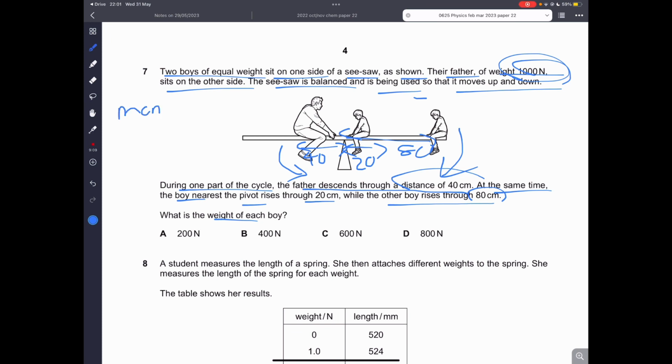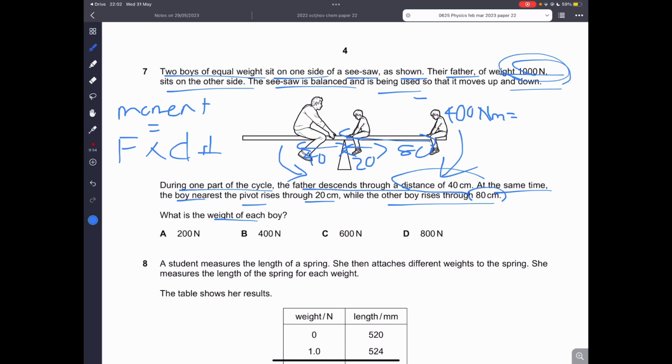So we can say moment is equal to force times perpendicular distance. And so the total anti-clockwise moment is 1000 times 40 centimeters, which is basically 0.4 meters, and if you multiply it, you will get 400 newton meters. And then on the other side, there's a distance of 0.2, because this 20 centimeter is 0.2 and 80 centimeter is 0.8.